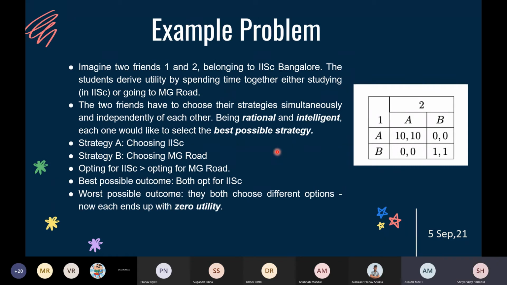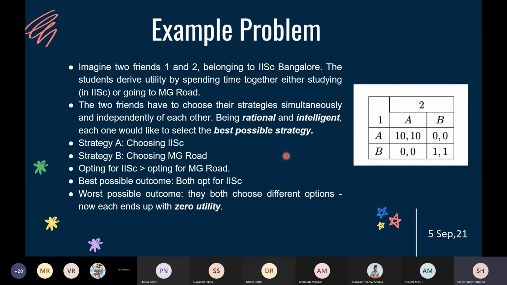Okay, thanks, Arnav. So the example problem here, you might have read the slide, but basically I'm from Bangalore and I found this problem somewhat relatable. Obviously, I'm not at IISc, but there are two students who are very good friends and they want to spend time with each other. They have two options to spend time. Either they study together in IISc or they can go to MG Road and enjoy. MG Road is a road here in Bangalore where there are a lot of restaurants, pubs, cinema halls, shopping, and a lot of entertainment basically.